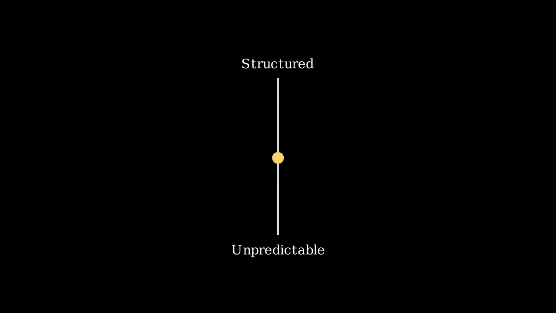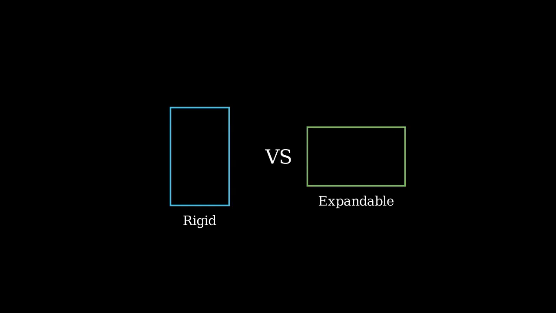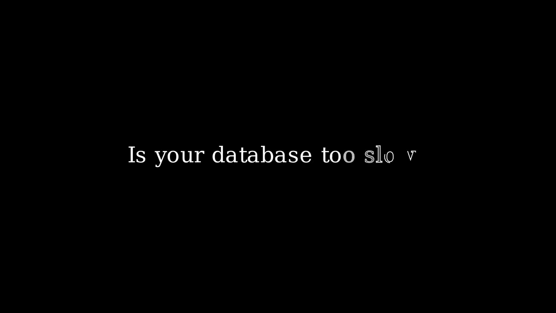As your needs shift, you might move along this spectrum, from highly structured and predictable relationships to more complex and unpredictable ones. Ultimately, you are choosing between the rigid, organized nature of a cabinet or the versatile and expandable capacity of a bin. Is your database too slow?